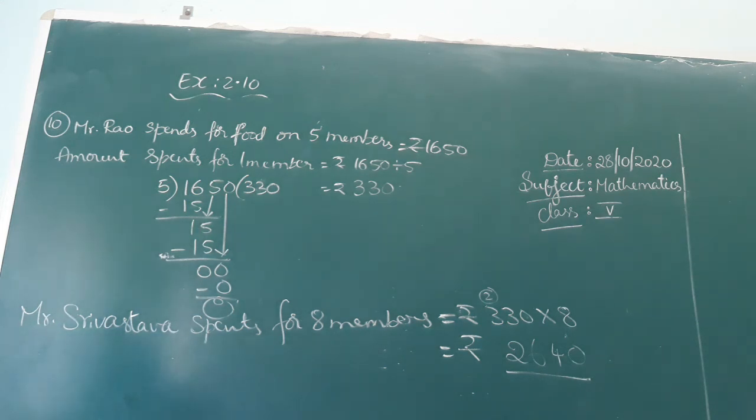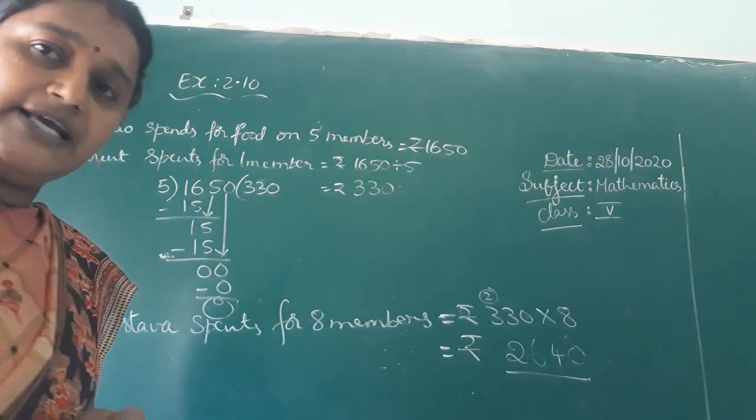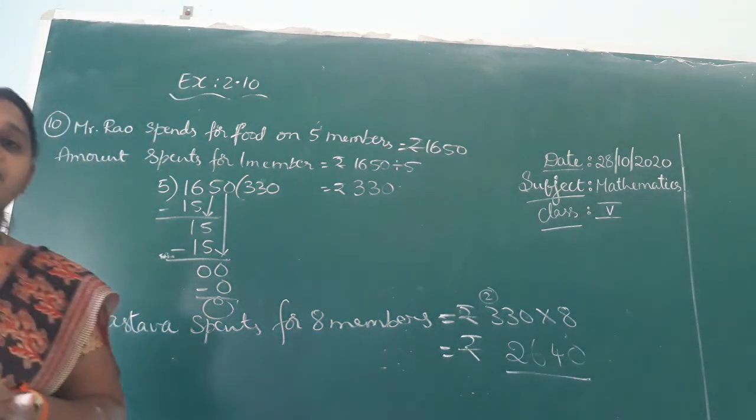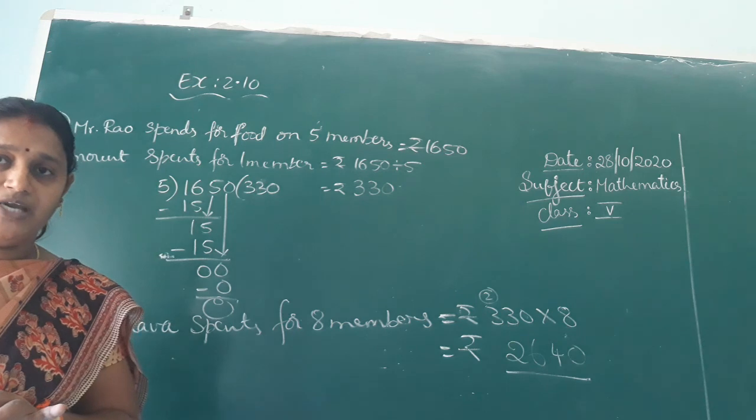Okay children. Now this unitary method exercise is completed. In the next class we will continue mathematics A and B. Okay children, goodbye.